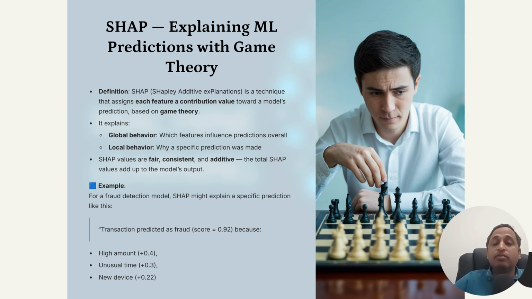SHAP stands for Shapley Additive Explanations, and it is based on cooperative game theory, specifically the concept of Shapley values. Think of each feature in your data set as a player in a game trying to influence the outcome. So SHAP calculates how much each feature contributes to the final prediction, just like how you might split prize money based on each player's contribution.